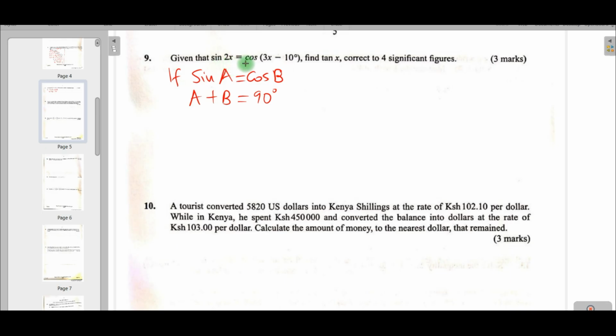And therefore, sine 2x is equal to cosine (3x minus 10) if we take 2x plus 3x minus 10 to equal 90 degrees. Collect the like terms. 2x plus 3x, that is 5x, will be equal to 90 plus 10, will be 100. And therefore, dividing both sides by 5, x will be equal to 20 degrees.